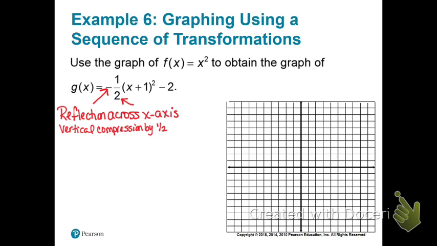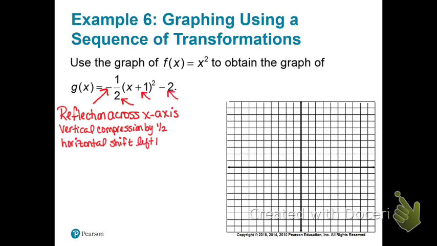Then I'm going across. The next thing I have is that plus 1 inside. It's inside, so I know it's going to be horizontal. It's being added, so that's a shift. It's a plus 1, so is it going to go left or right? Well, remember, positive 1's over on the right, but with x we do the opposite, so we're going to go left 1.